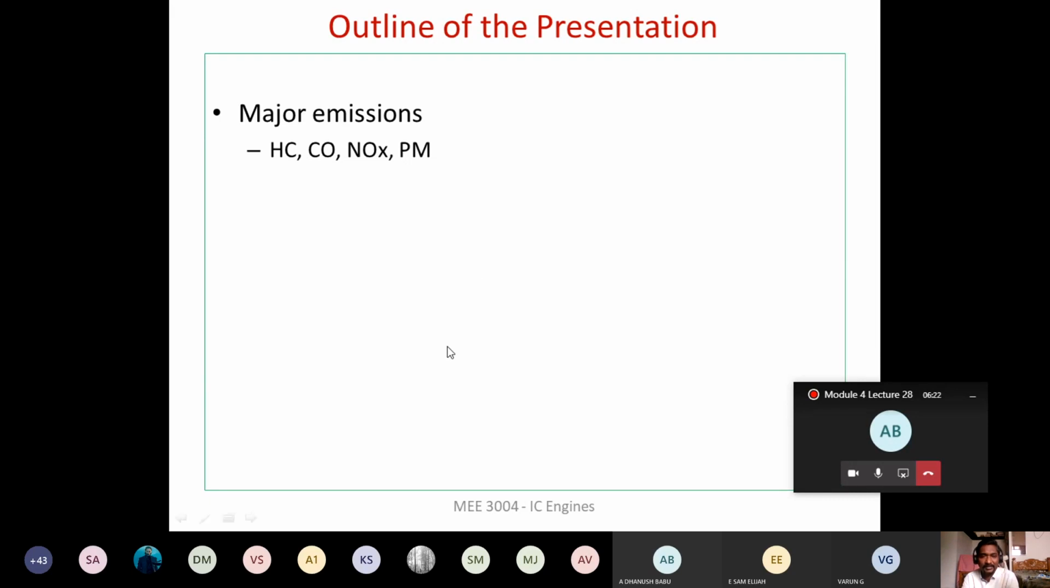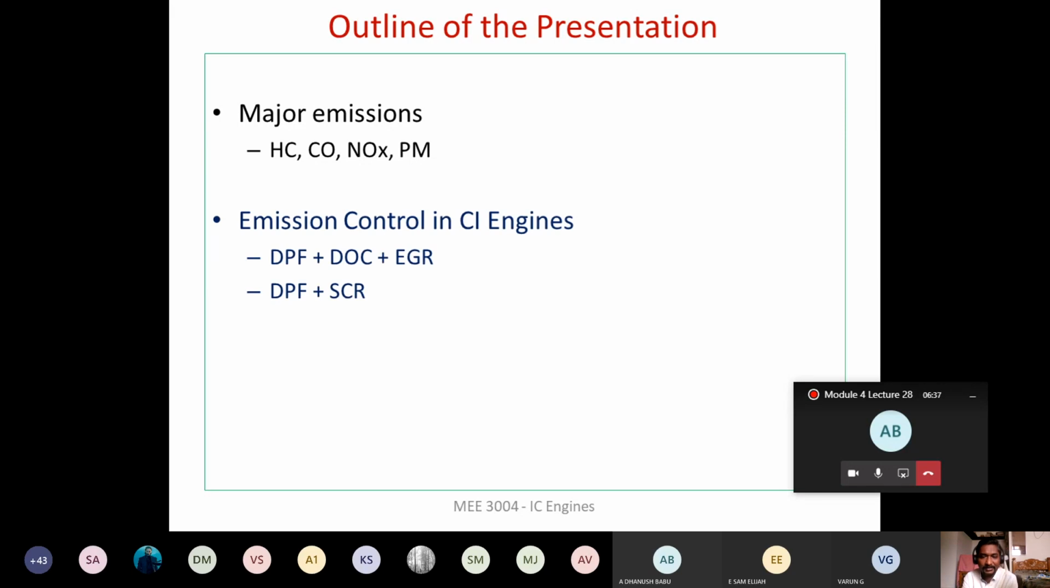The major emissions from CI engines are unburned hydrocarbon, oxides of carbon, then oxides of nitrogen, and then particulate matter. This is found only in diesel engines. Now to control the emission from the CI engine, there are two options available. First option is a diesel particulate filter followed by a diesel oxidation catalyst, then an exhaust gas recirculation system, or you can go for diesel particulate filter plus selective catalytic reduction. These are the two options that are available.